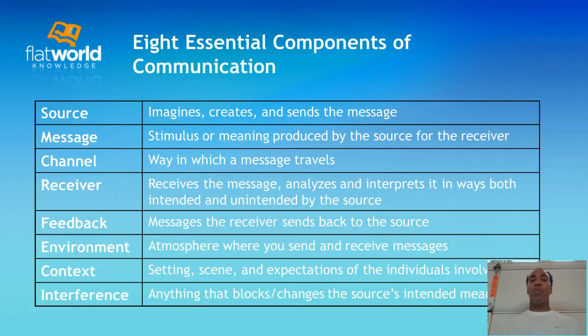There are 8 essential components of communication. So if I go too fast, this is one that you should pause on, make sure that you know and understand these. The source imagines, creates, and sends the message, right? So when they say imagine, that means me conjuring up the communication in my mind that I created, and then I send the message out, and I'm the source.